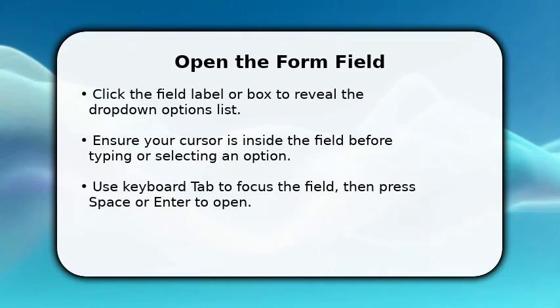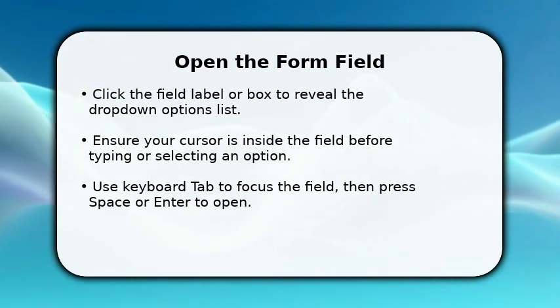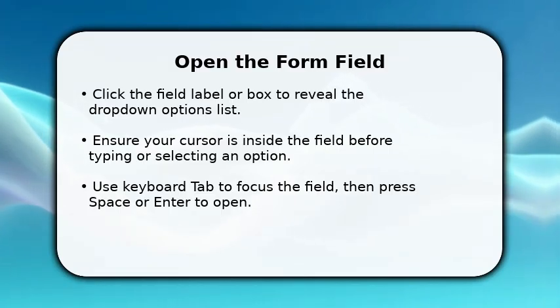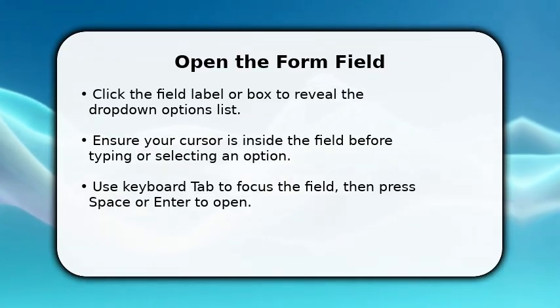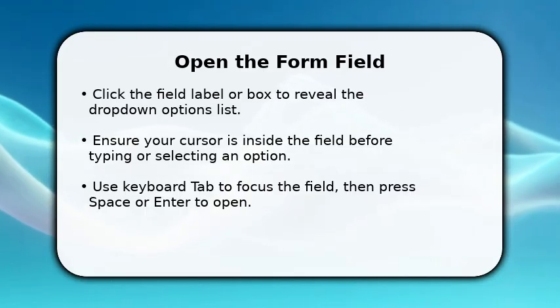Start by locating the drop-down field on the page or form. Click the field label or box to reveal the drop-down options list. Ensure your cursor is inside the field before typing or selecting an option.